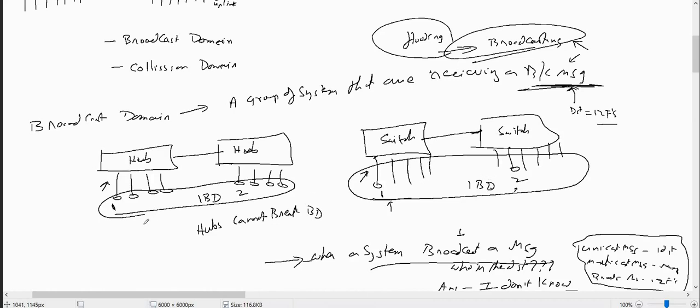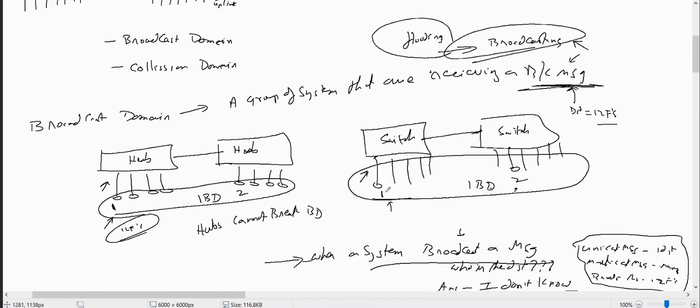Now, let me go back to the scenario. 1 is trying to send a broadcast message, not to 2, but it is sending a broadcast message. So destination is 12 Fs. When the hub receives it, what will it do? It does not know 12 Fs, it does not know anything. It will send it to everybody. First time, second time, third time, it doesn't matter. It will send it to everybody.